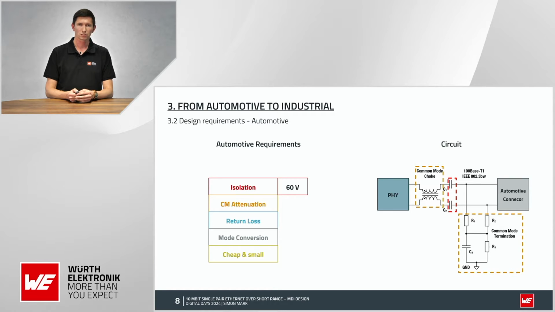We can establish the isolation of 60 volts. The common mode choke and the common mode termination establish the common mode attenuation. Then also the common mode choke and all the design around it should be well matched, so that we have a good return loss, and also the mode conversion through the common mode termination and the common mode choke can be established. And all these components are small and cheaper than a big LAN transformer with all the circuits around it.